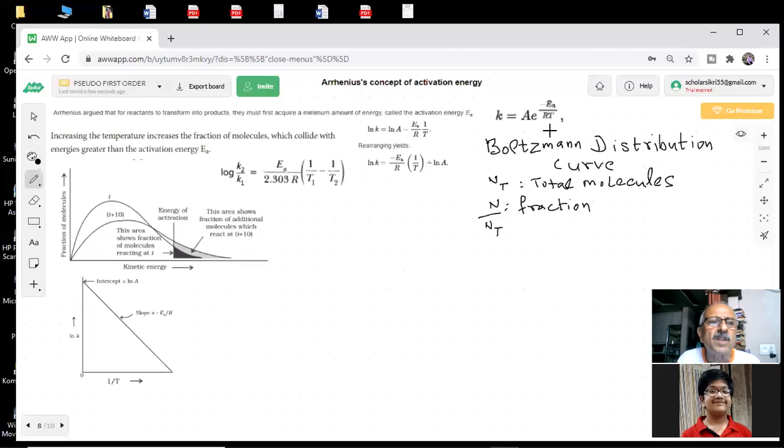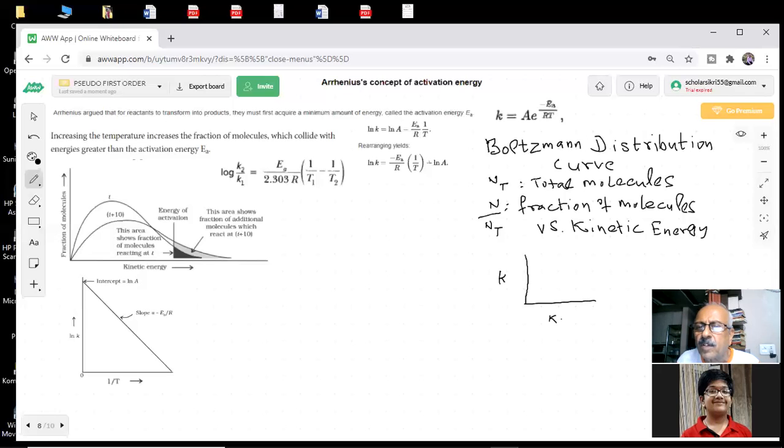So I have two axes. On one axis, I have the fraction of molecules, and the graph is being made versus kinetic energy. What am I plotting? Kinetic energy. What type of graph are you getting, students? There's a distribution. This is my kinetic energy, and this is my fraction of molecules.